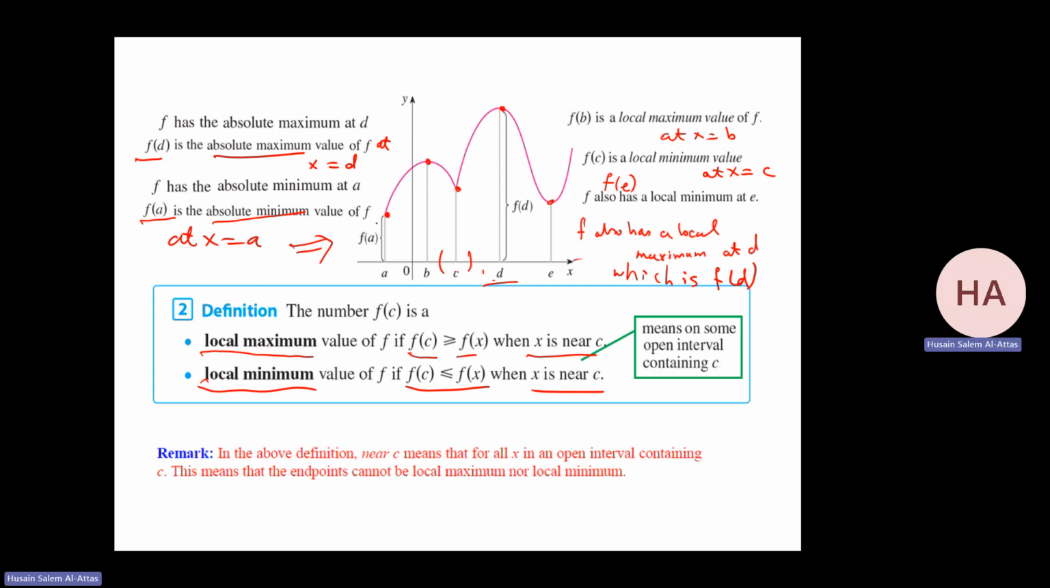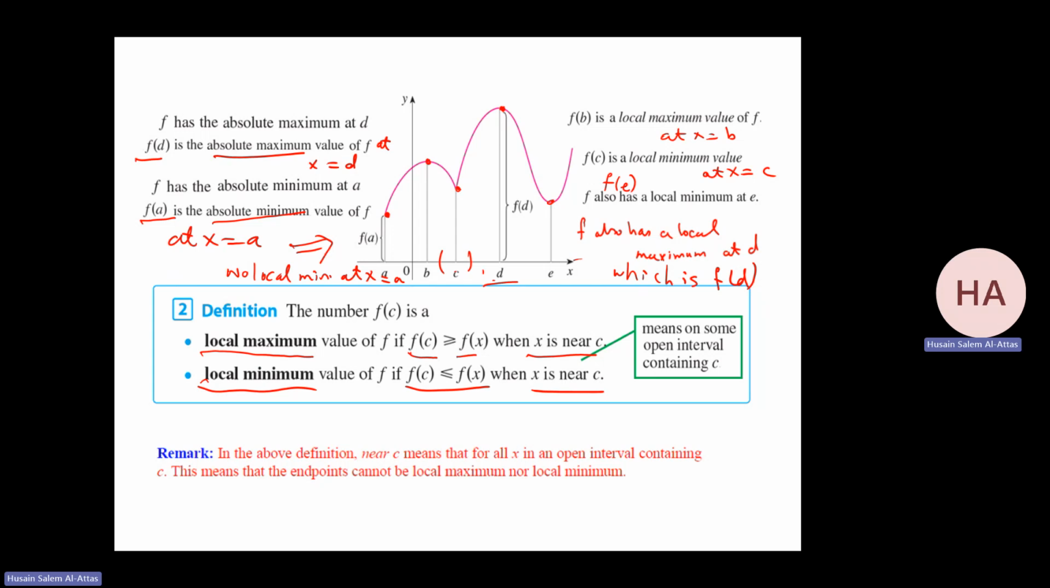Now, what about f of A? F of A, can I take an open interval containing A? No, because I can do it from this side, but not from this side. So we don't have a local minimum at x equal A. It's an absolute minimum, yes, f of A, but we don't have a local minimum at x equal A because we cannot have an open interval containing A.